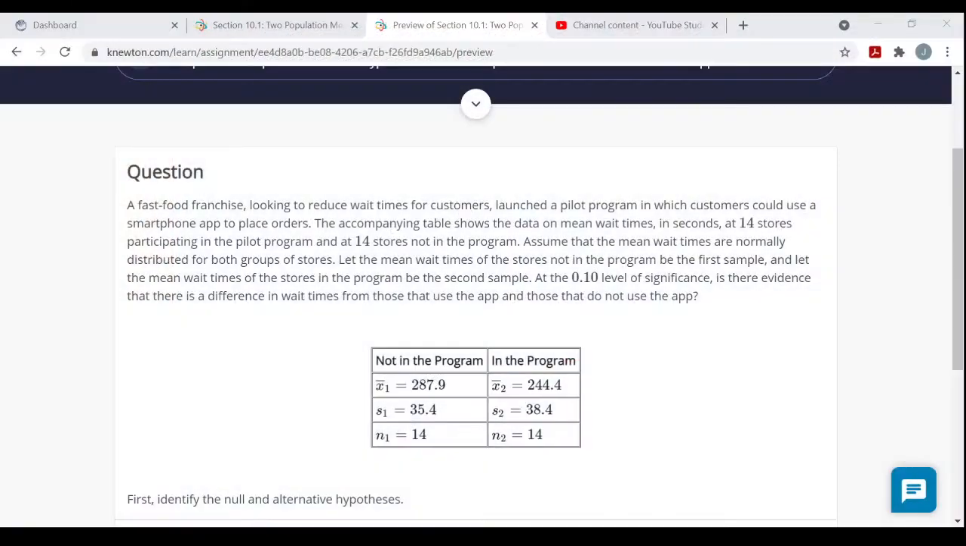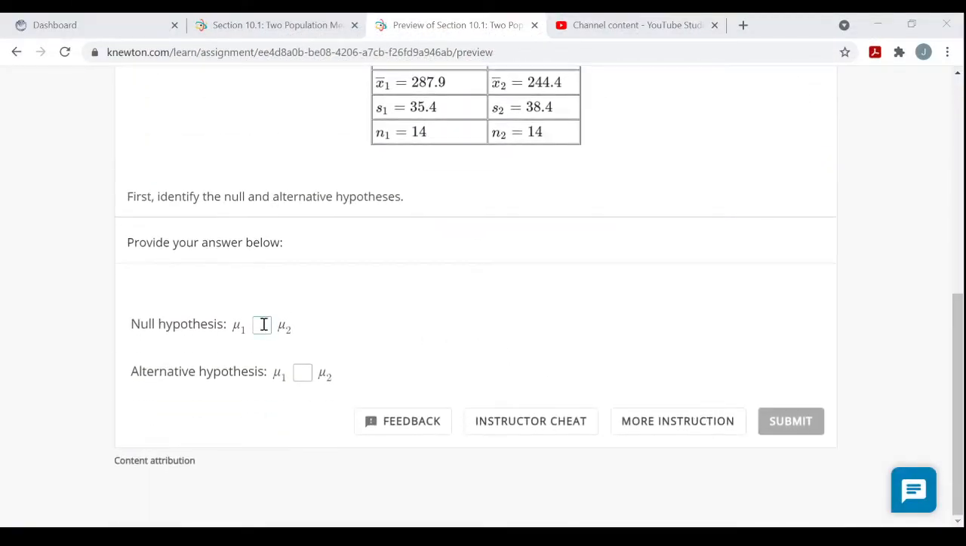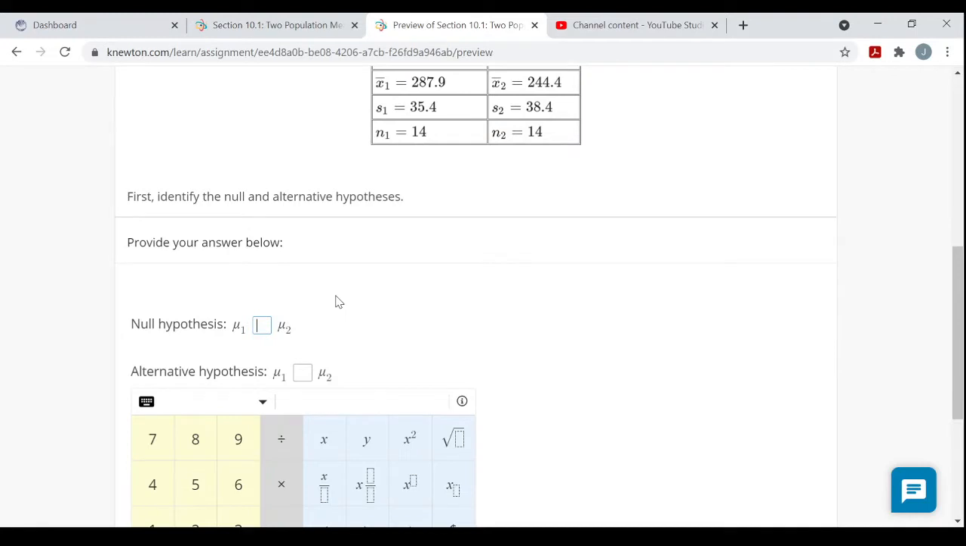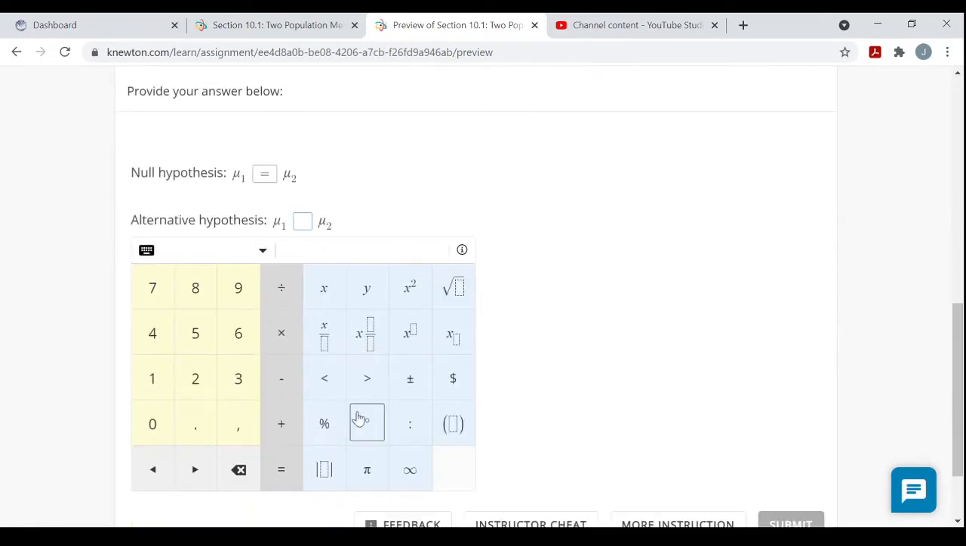All right, so I'll fill this first part in, taking this one step at a time. The null hypothesis, we're assuming that they are equal, and the alternative, they are not equal. Is there a not equal symbol here?